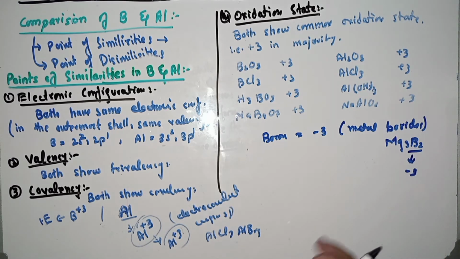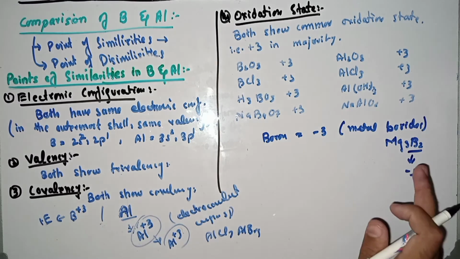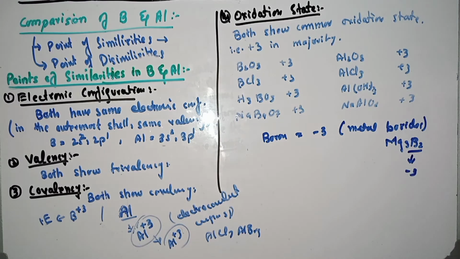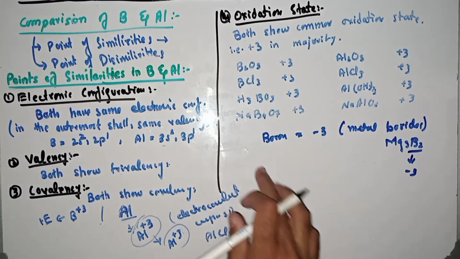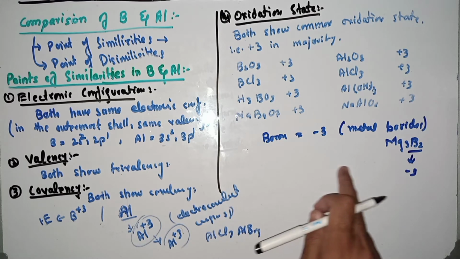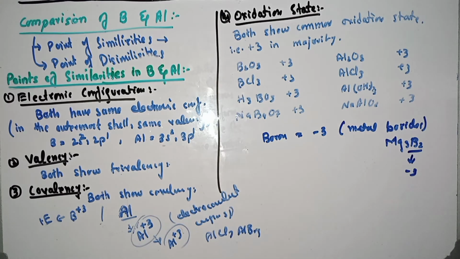So here one question arises: why can boron have a negative oxidation state, that is minus 3? If you have the answer, please comment. This is your assignment for the current lecture: why boron can have a negative oxidation state. I want an answer from you. I will answer it in the next lecture if you don't provide an answer. Okay, go to the next point.